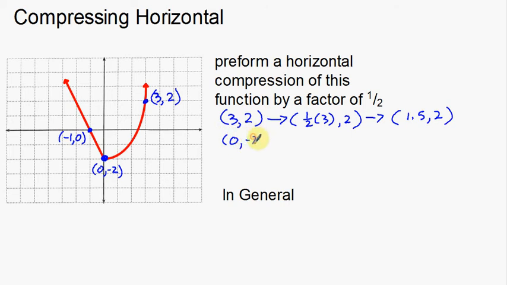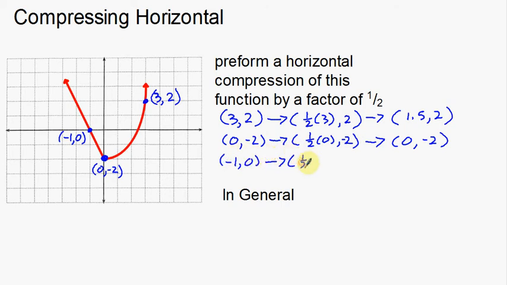Okay, so (0, -2) is my next point. I'm going to compress this by 1/2, which is nice because 0 times 1/2 doesn't change anything at all. So that point stays the same as (0, -2). Kind of nice. And then the last one is (1, 0). If I compress that by 1/2, I'm going to multiply 1 by 1/2, and half of 1 is 0.5. So the new point is (0.5, 0).